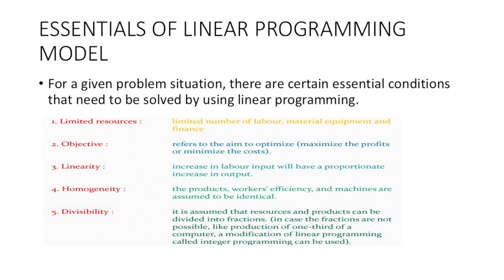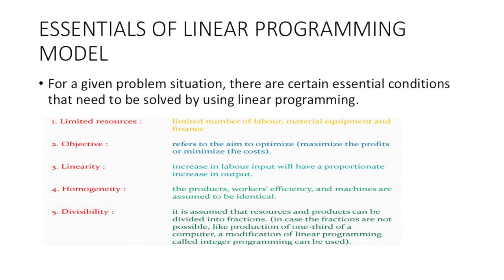The essentials of a linear programming model. For a given problem situation, there are certain essential conditions that need to be met to use linear programming. The first one is limited resources. You know that the resources are limited: a limited amount of labor, materials, equipment, and finance. Objective refers to the aim to optimize. For the organization, there are mainly two objectives: first, to maximize the profit, and second, with regard to cost, to minimize the cost.